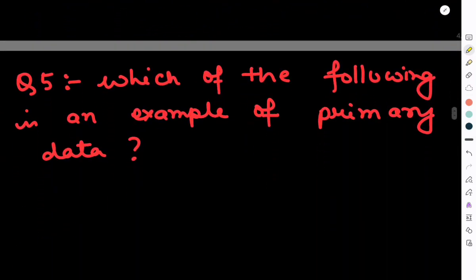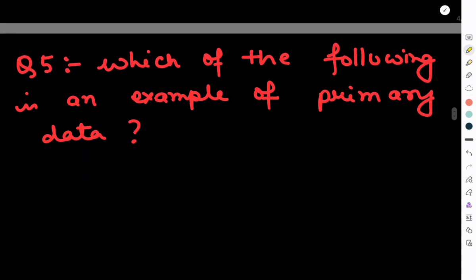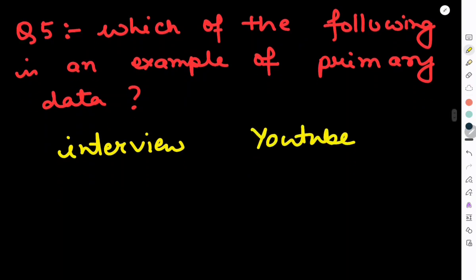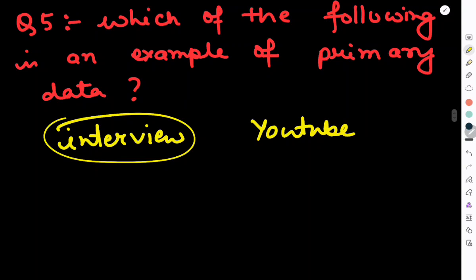Which of the following is an example of primary data? So here the options are like interview, YouTube, and so on. The correct answer is obviously interview, because from an interview we get primary data.